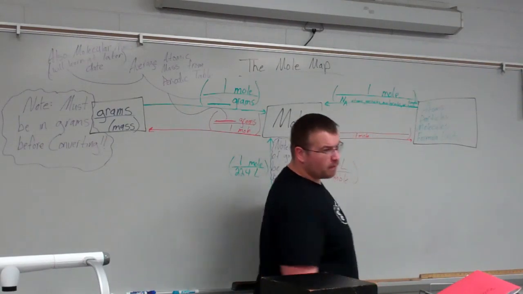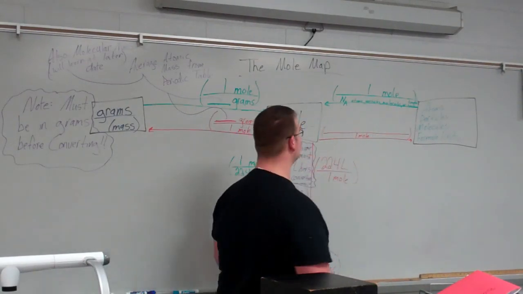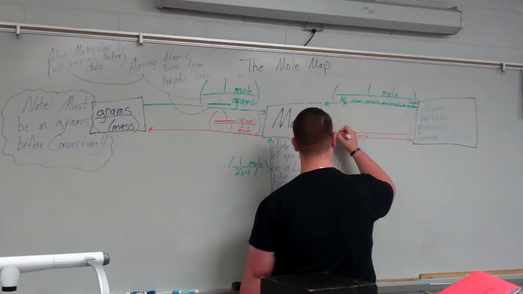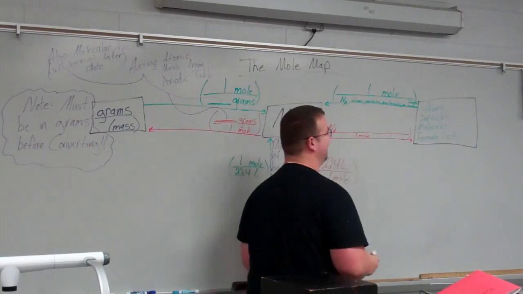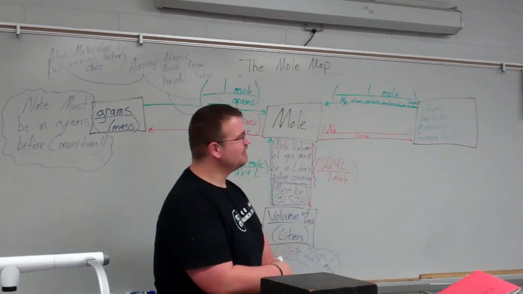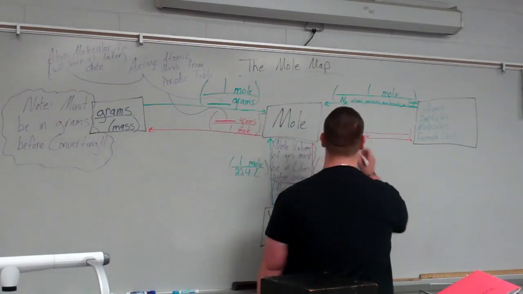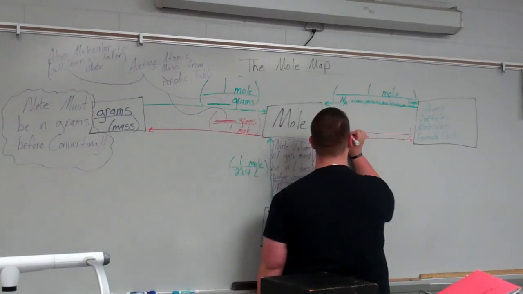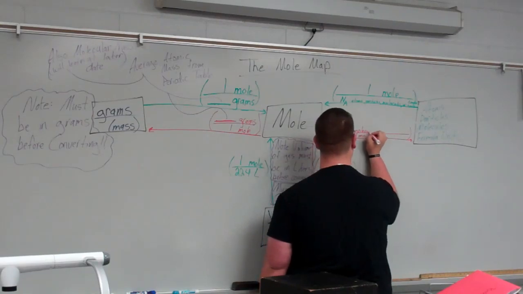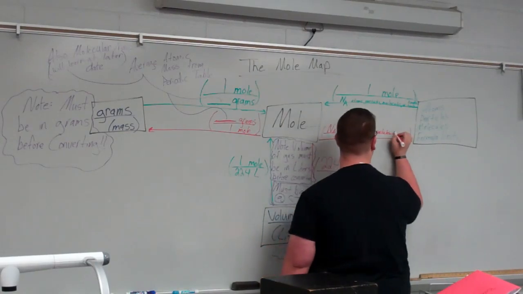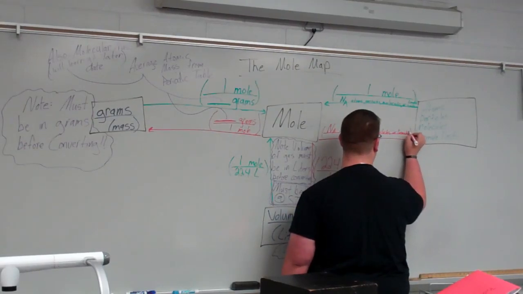So 1 mole is on the bottom. What goes on the top? Not what Connor said, but N capital A, then you got atoms, molecules, particles, or formula units. I keep getting mixed up.